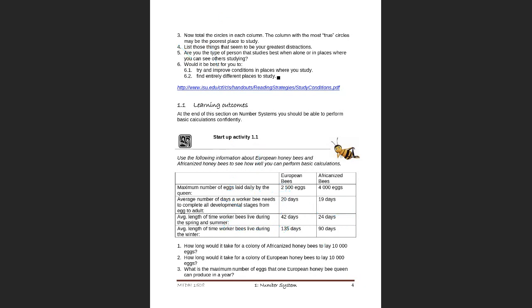Now you see that the question says 2,500 eggs a day. So I will say 2,500 is to 1 day. Then the question says, how many days will it lay 10,000 eggs? Now 10,000 is to x, because it's the unknown. I don't know the number of days.